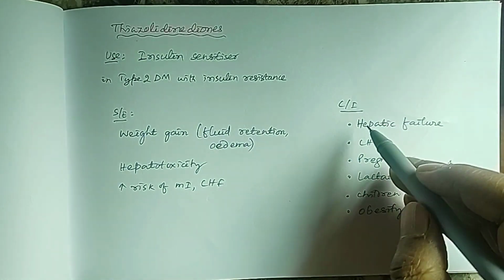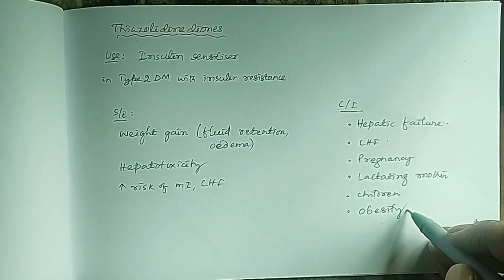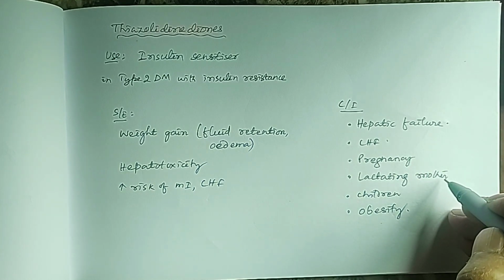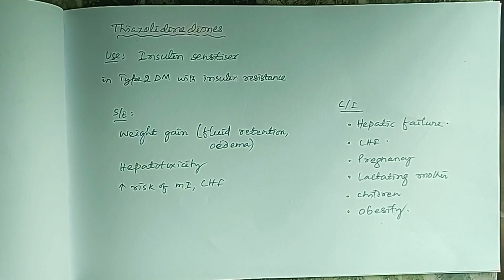So these drugs are contraindicated in hepatic failure, congestive heart failure, obesity, and in pregnant women, in lactating or nursing mothers, and in children. So they are contraindicated. This is all about thiazolidinediones.